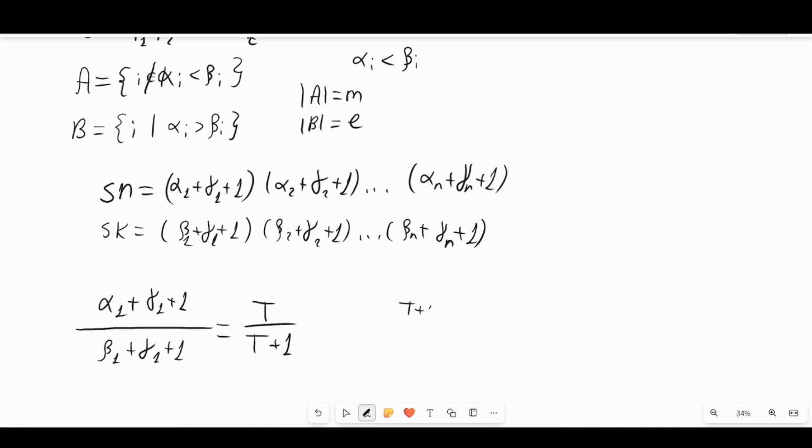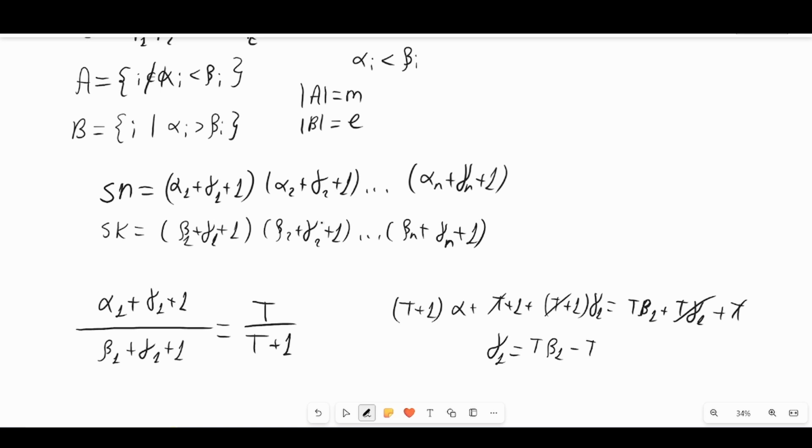(t plus 1) times alpha plus (t plus 1) plus (t plus 1) times gamma 1. This equals t times beta 1 plus t times gamma 1 plus t. Now if we erase common terms, we have gamma 1 here. Gamma 1 equals t times beta 1 minus (t plus 1) times alpha 1.